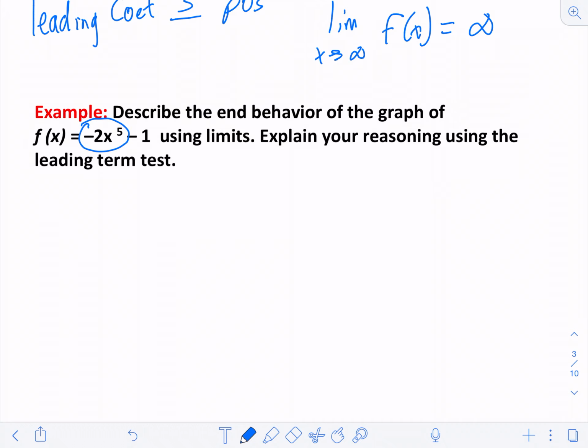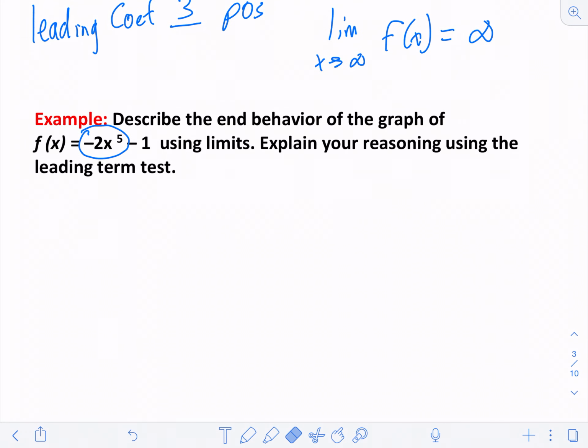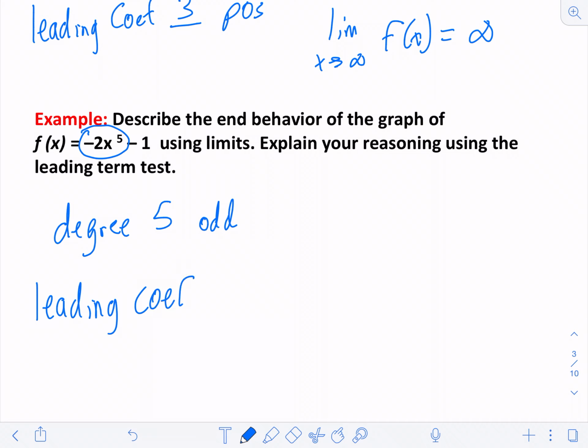Okay, last chance. Here's your answer. The answer is going to be... not revealed here. What do we have? We have our degree, which is 5, which is odd, and our leading coefficient, which is -2, which is negative.